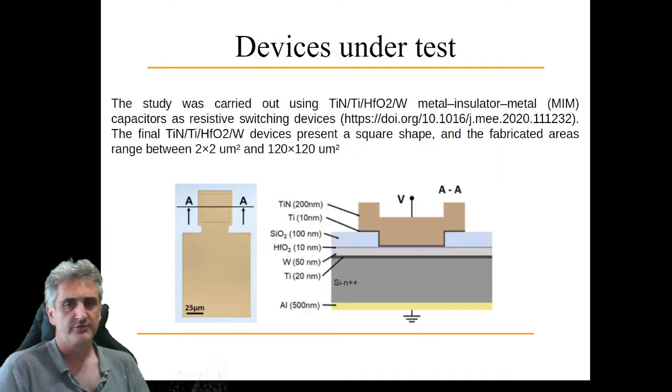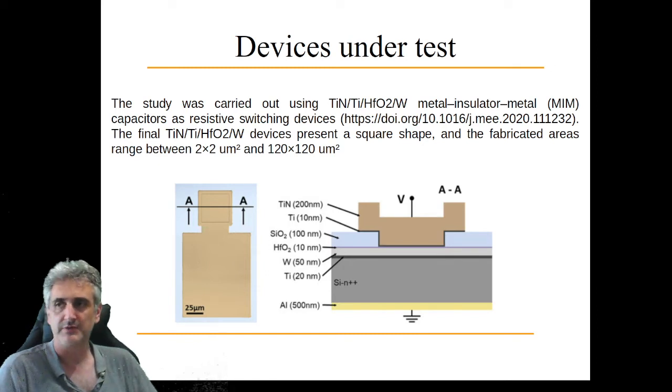To do so, we have used these devices that were fabricated using hafnium dioxide as the switching material, of the switching layer, with sizes ranging between 2 by 2 square micrometers and 120 by 120 micrometers.